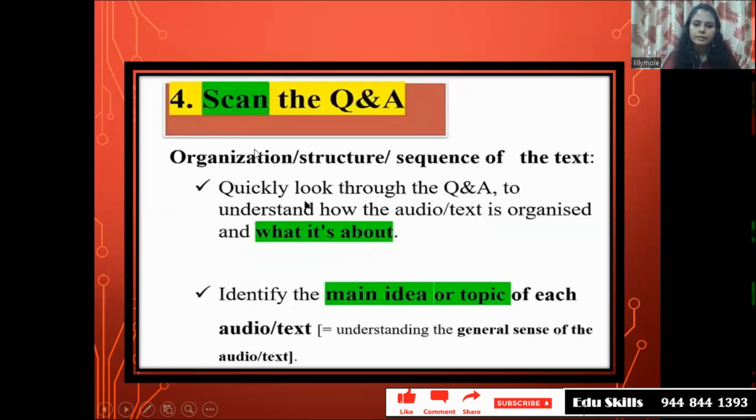Let's scan the question and answer. That is the organization, structure or sequence of the test. Through the questions, we can quickly look through the questions and answers to understand how the audio is organized, what it's about, and to identify the main idea or topic.